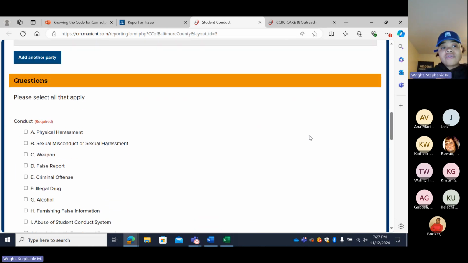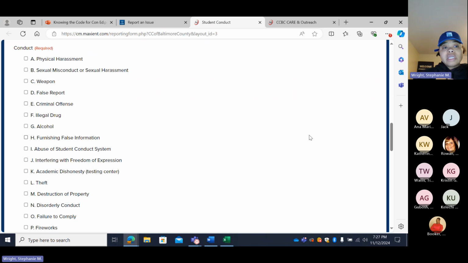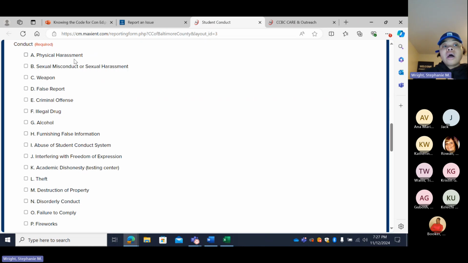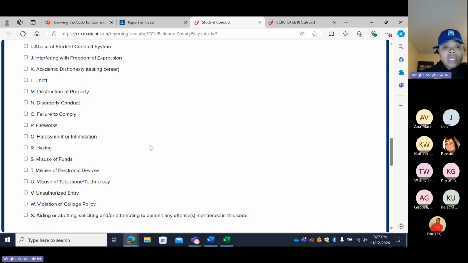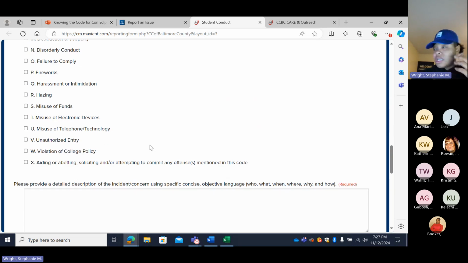As you scroll down this form, you will begin to see the different code violations. The definitions aren't here, but you can always look at the code of conduct if you wanted to know what the exact definition is. You can select whatever it is that you like here, what you think it is, but as I read the report, I'm going to make the final determination as to what the violation was or alleged to have been. But you'll click one, multiple based on the incident.